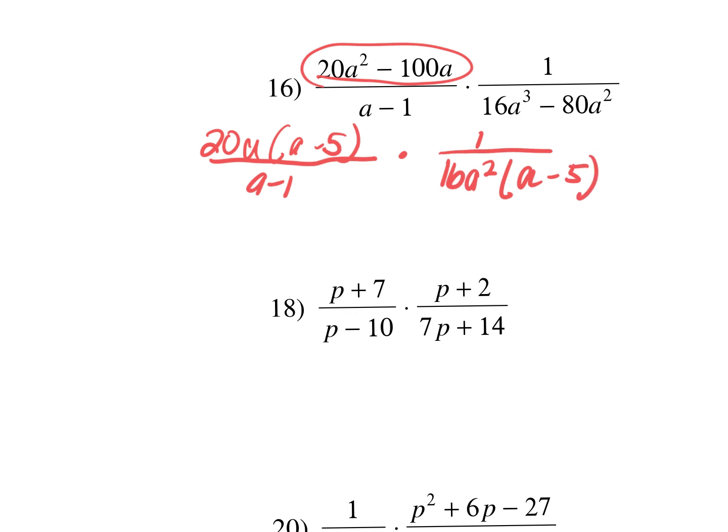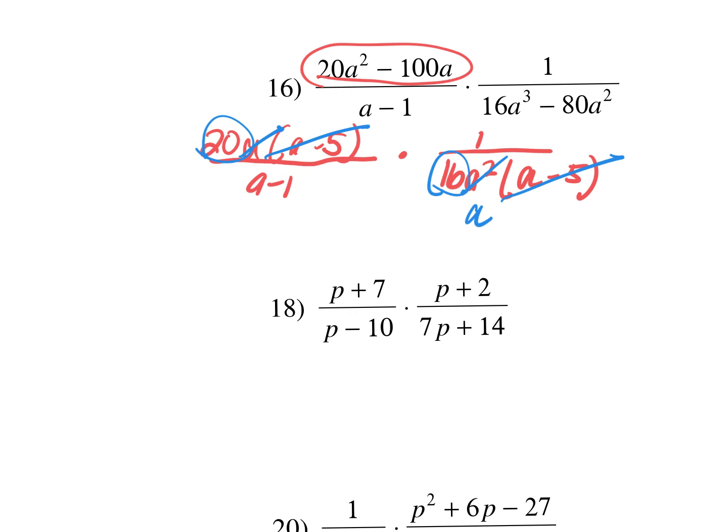After I have everything factored, I'm going to look to see where I can cancel. I do notice the expression a minus 5 cancels with a minus 5. I also see that I can take this a here, and since there's an a squared there, that will leave me with just 1a. And then I see that I have a 16 and a 20.